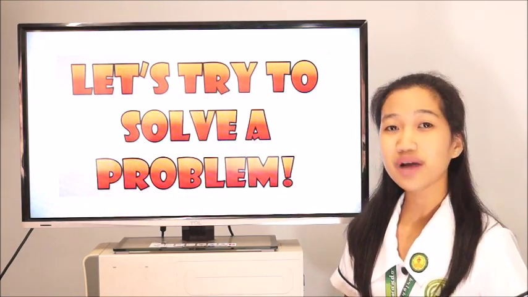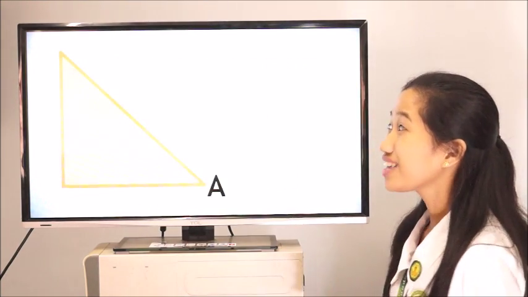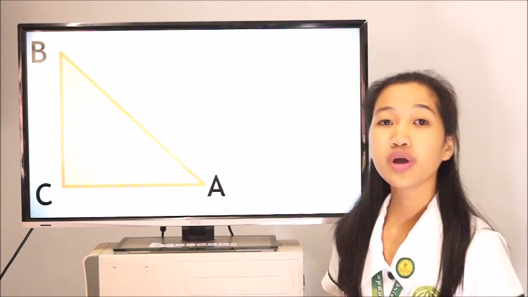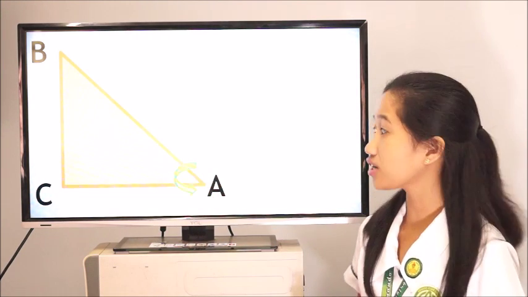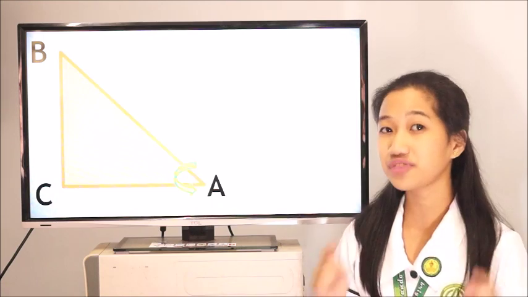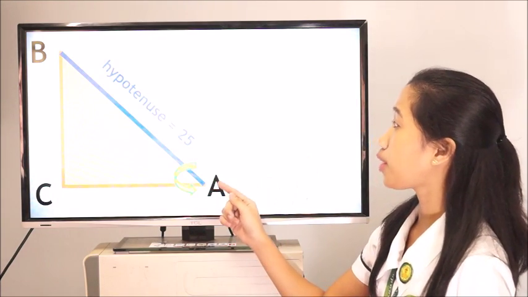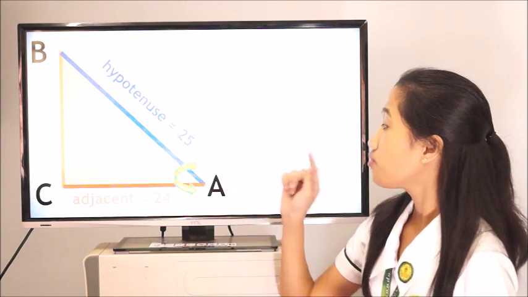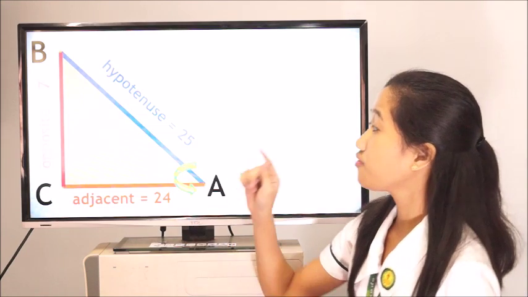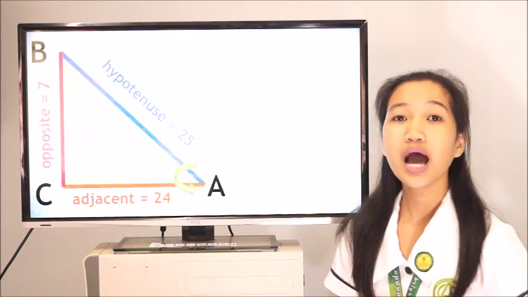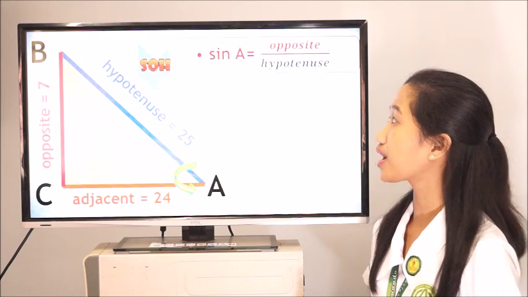Let's try to solve a problem. Given this right triangle ABC, we're going to look for the trigonometric functions of angle A. We have these values. For the hypotenuse, we have 25. For the adjacent, 24. And for the opposite, we have 7. Apply the concept of SOH-CAH-TOA.